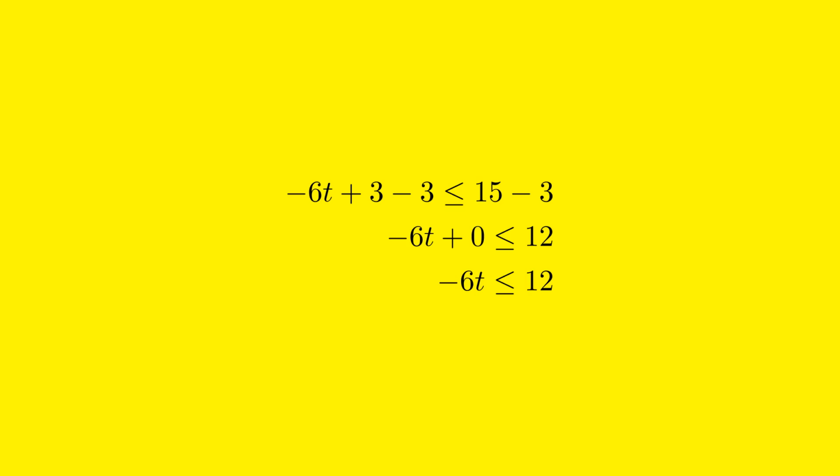Subtract 3 from both sides. So -6t + 3 - 3 ≤ 15 - 3. Simplifying this, -6t + 0 ≤ 12. Since +0 doesn't change the value, we simplify this to -6t ≤ 12. In this step, we subtracted 3 from both sides in order to move the constant term to the right side. This helps in simplifying the inequality and getting the term with the variable isolated on one side.